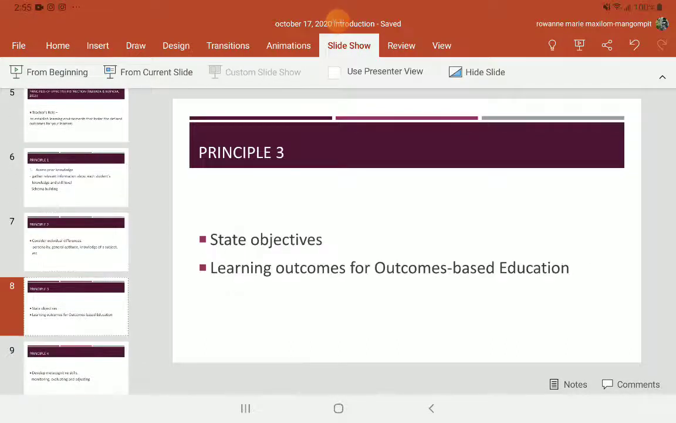And then principle number three, you have to state objectives. So by knowing the learners, you also have to know the objectives. Let's say here in our module, we also have here the learning outcomes.